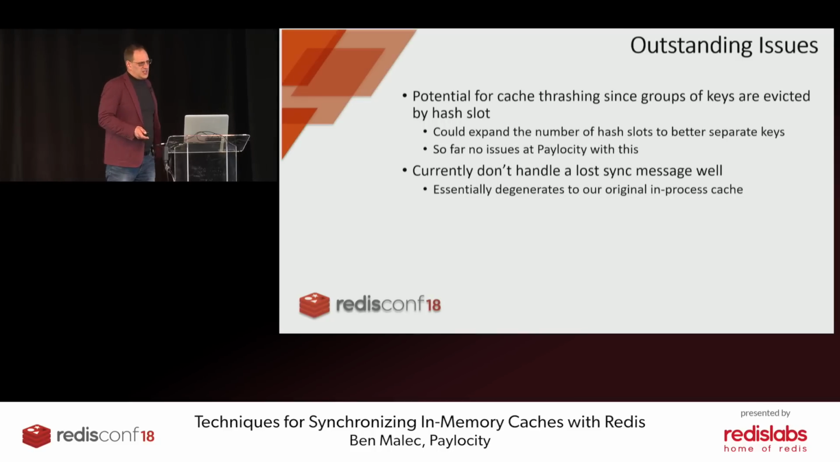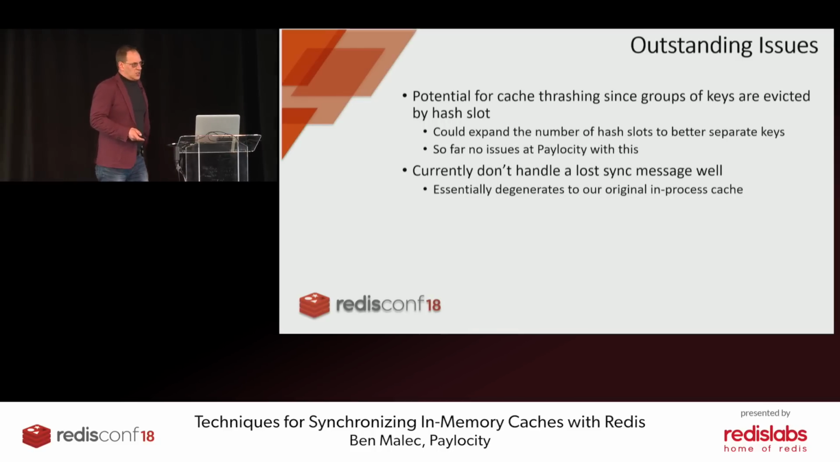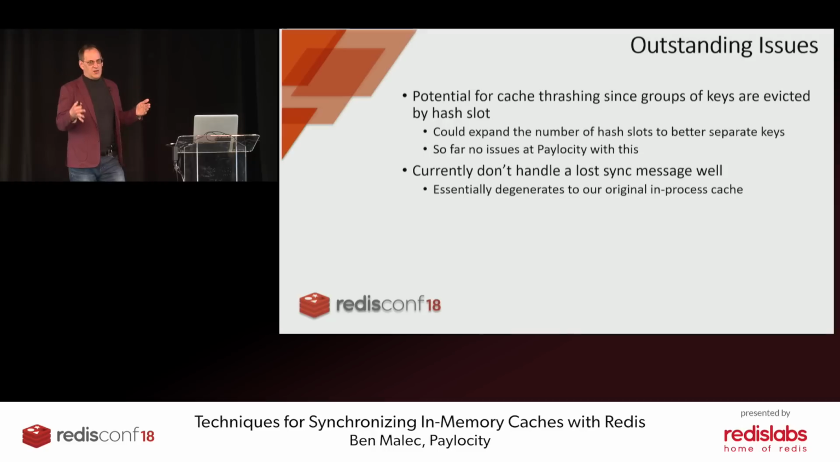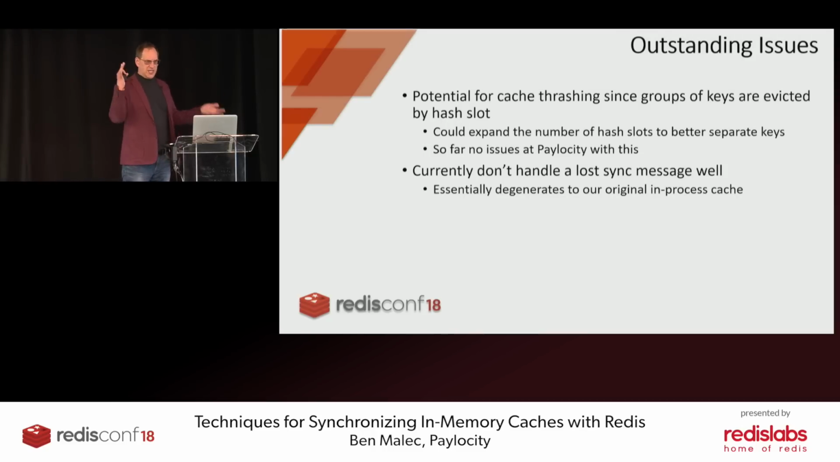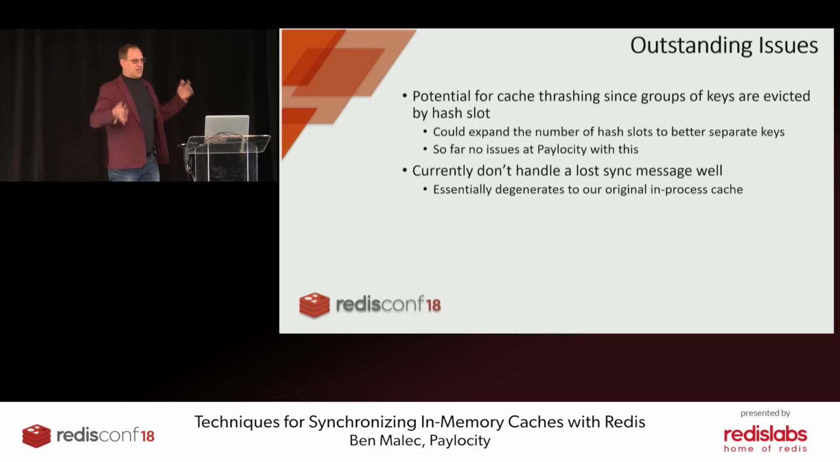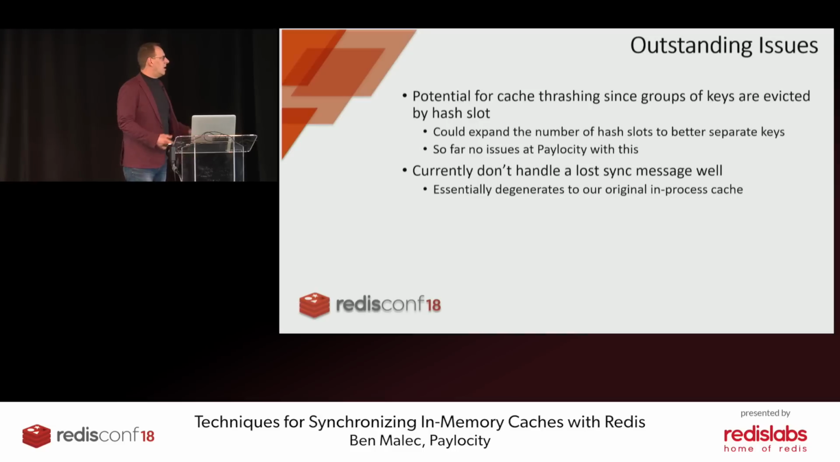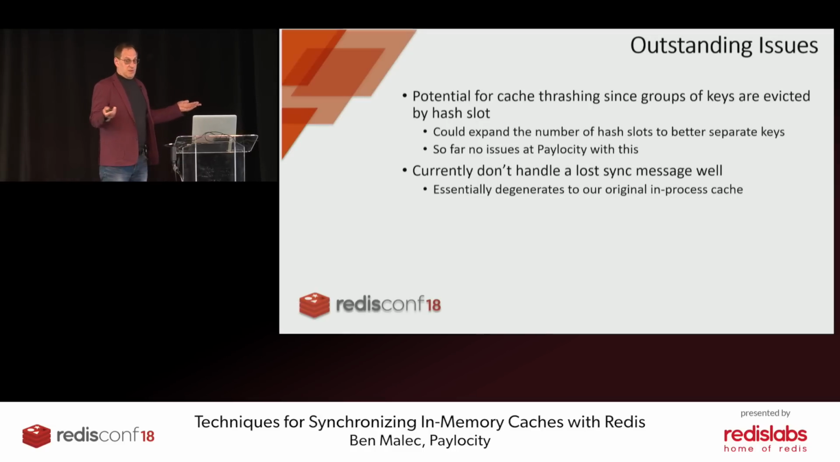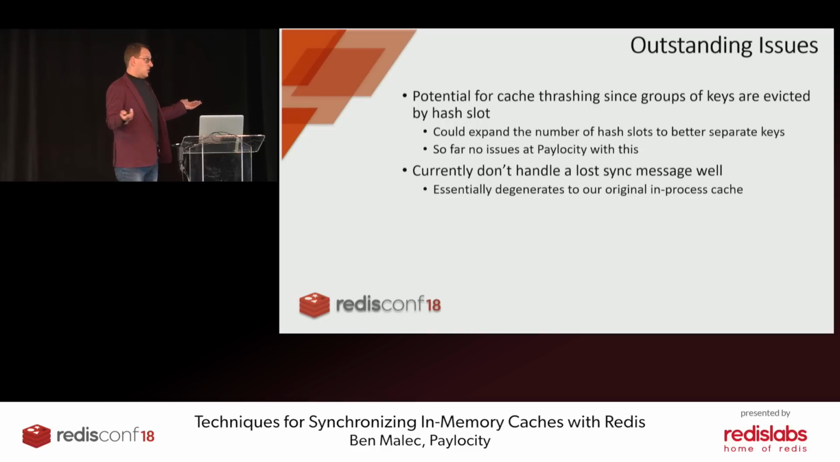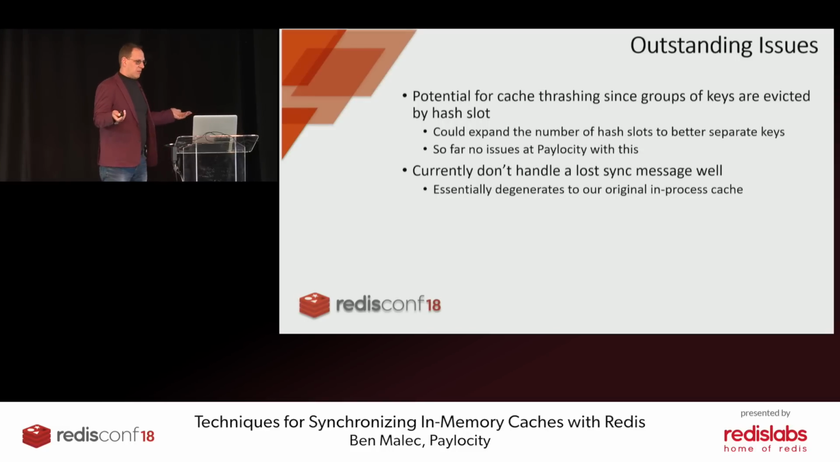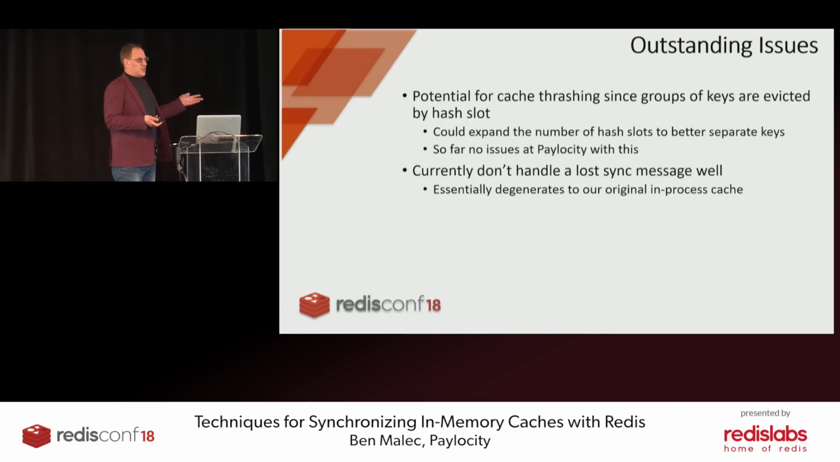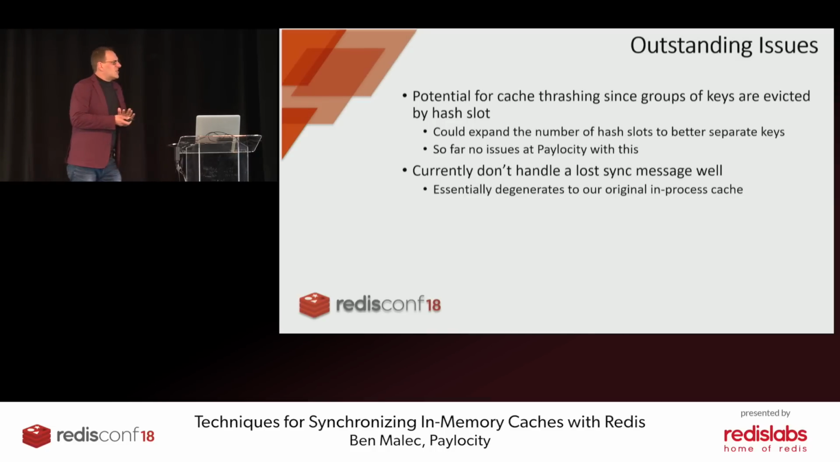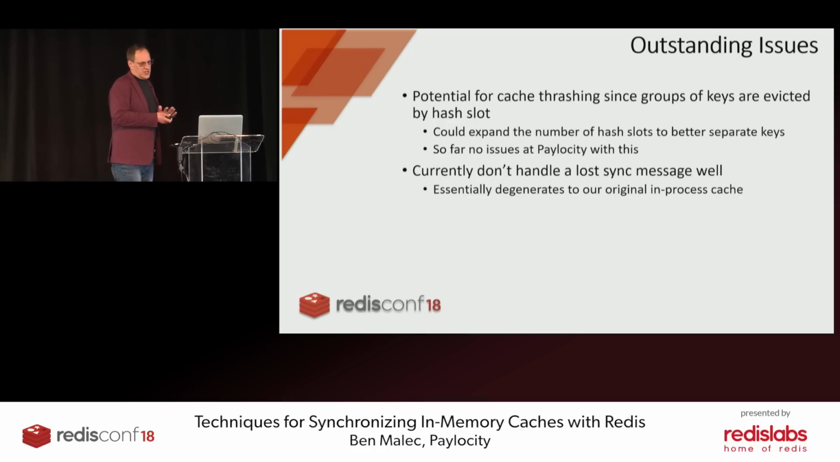Still a couple little outside issues. Because we're invalidating groups of keys at a time, you theoretically could have cache thrashing where 2 keys that share the same hash slot keep updating and keep invalidating each other. We're going to 16,000 hash slots. We could expand that to more. That would minimize the problem. Really, we've been using this for I'd say about a year in production. We haven't run into any issues with it.